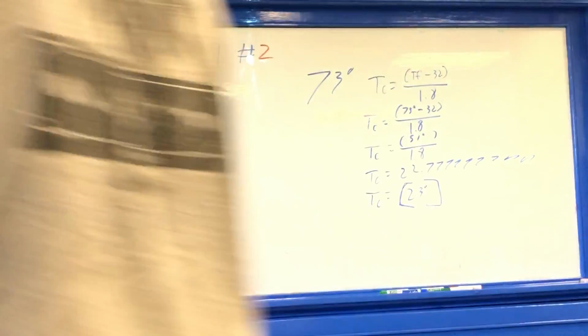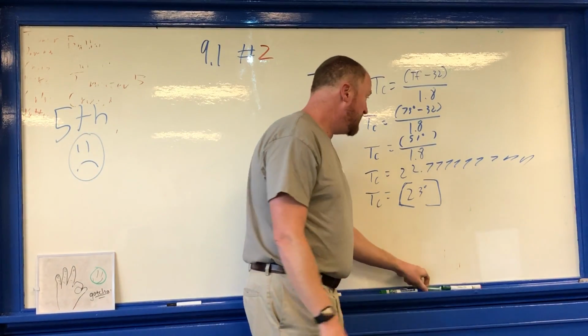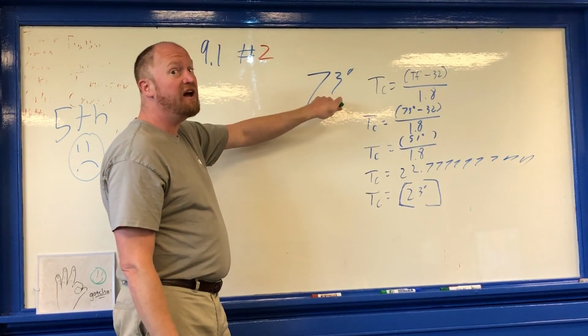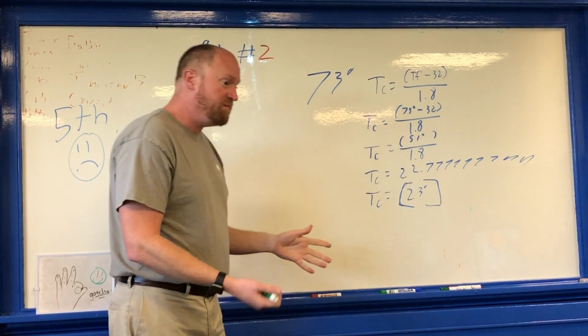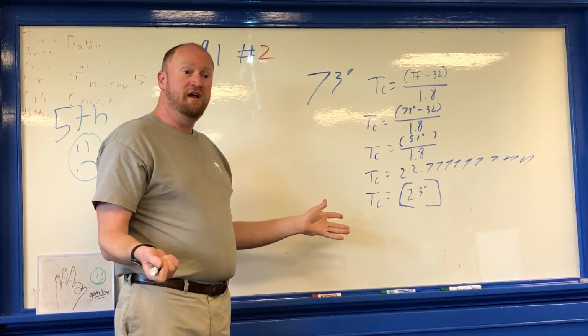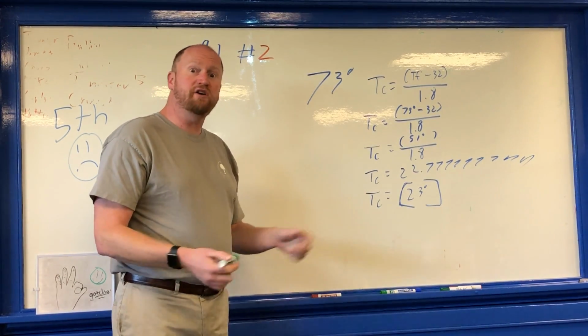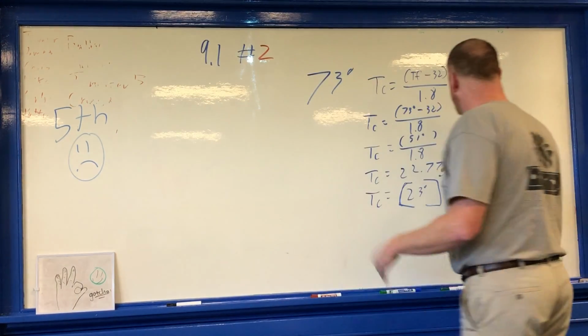So we're doing 9.1 number 2. Now, with number 1, we took a Fahrenheit number and turned it into a Celsius number. That way, if your friend is from anywhere on the planet Earth, aside from the United States, they will understand what your temperature is.